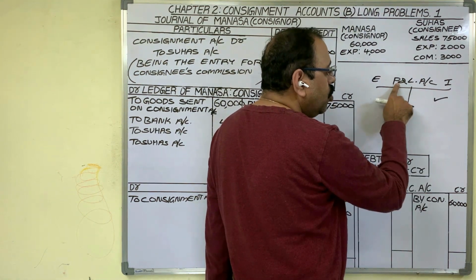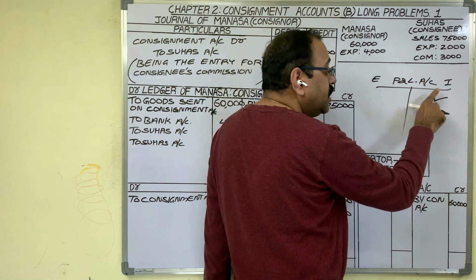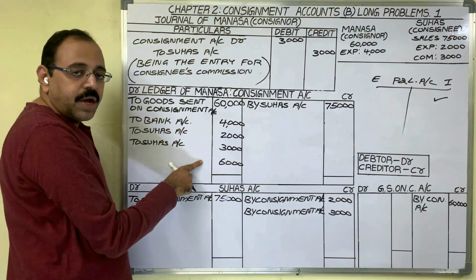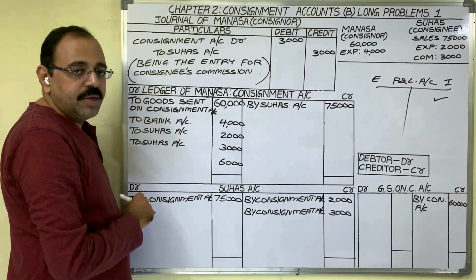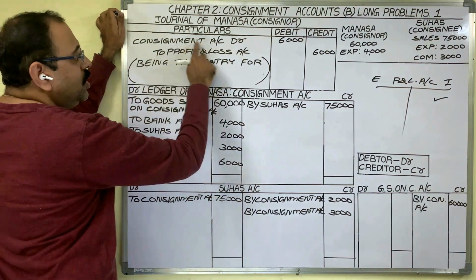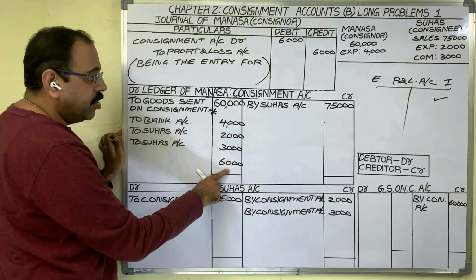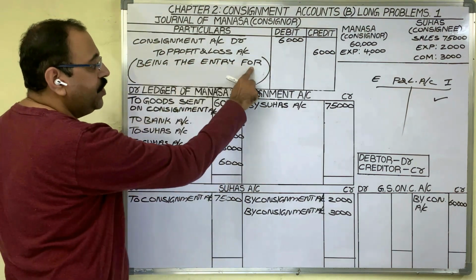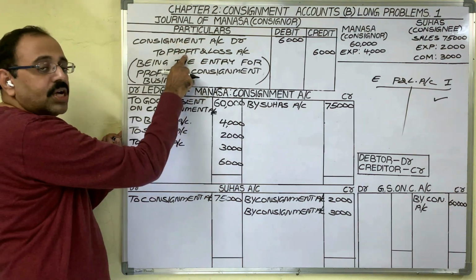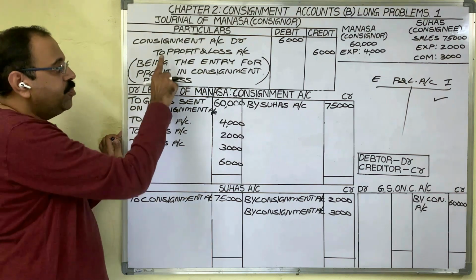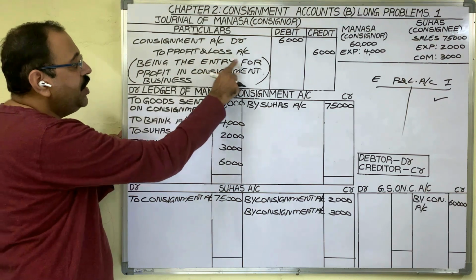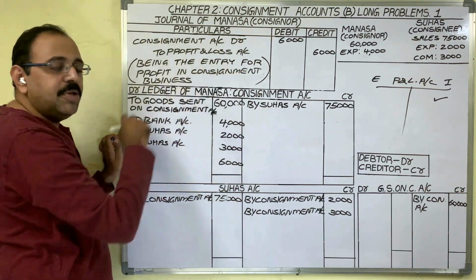So if you want to post the amount on the credit side of P&L account and on the debit side of consignment account, then the entry should be consignment account debtor to profit and loss account, amount 6,000 profit amount. Narration: being the entry for profit in consignment business. If loss comes, we have to pass the reverse entry: profit and loss account debtor to consignment account. Narration will be: being the entry for loss in consignment business.